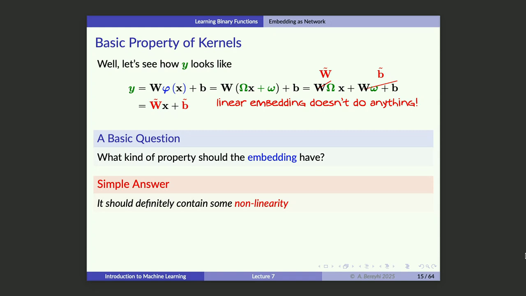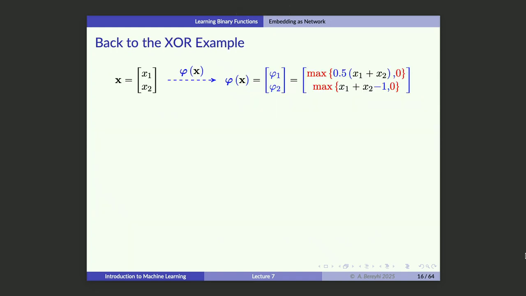So moral of the story, nonlinearity is the key point. And you might ask me, was that the case when we did the XOR example? Of course that was the case, right? It worked, so it means that we really did something nonlinear. So let's get back to our XOR example. This was the kind of embedding I told you, correct? That maximum of something and 0.